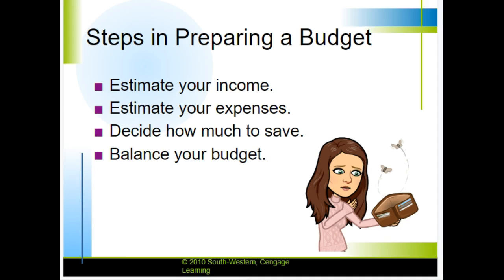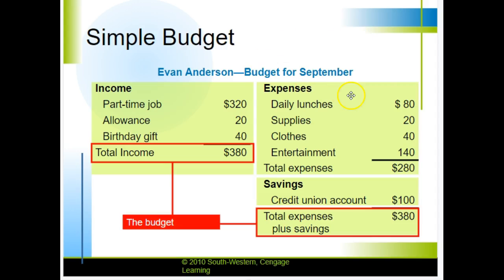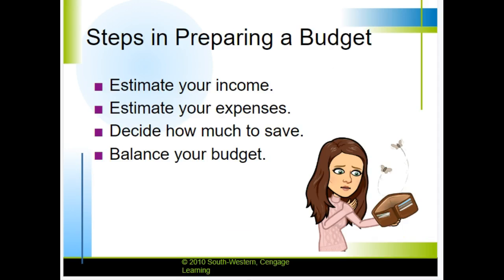We want you to estimate your income before you make a budget. It's hard to tell how much money you have until you actually start getting some paychecks. So you're going to estimate how much money is going to come in, and then you're going to estimate your expenses. So Evan estimated that he'd be spending $40 in September on clothes. Maybe in the winter you have more money that you spend because you're buying winter coats or layers. So you just come up with an estimate.